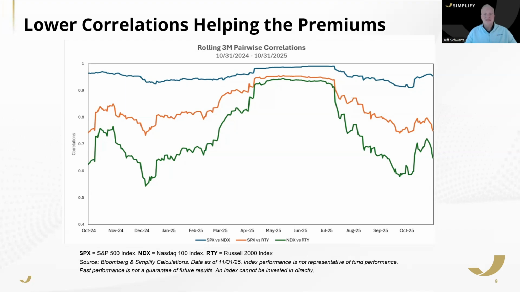That time period when you're looking at 3-month pairwise correlations, everything was clustered together. Your premiums aren't quite as attractive. But now that the performance of the underlying indices is starting to disperse a little bit, you're going to get more attractive yields. And the reason for that is because low correlations mean higher probability of something breaking the barrier. In this particular case, it would be the Russell 2000 driving that performance.